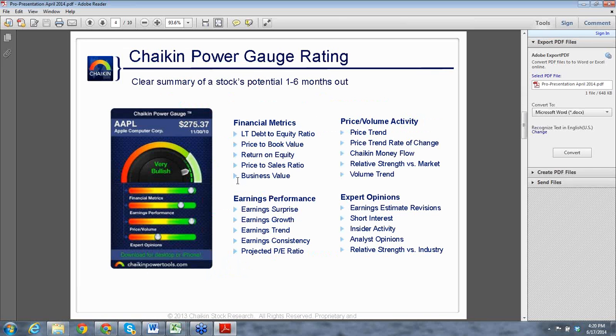Now, as I said earlier, our quantitative model is called the Chaikin Power Gauge. The Power Gauge is simply a quant model, and like other quant models, we have our own special sauce, and I'm going to give you a quick look now, and we'll do a little deeper dive in a few minutes.